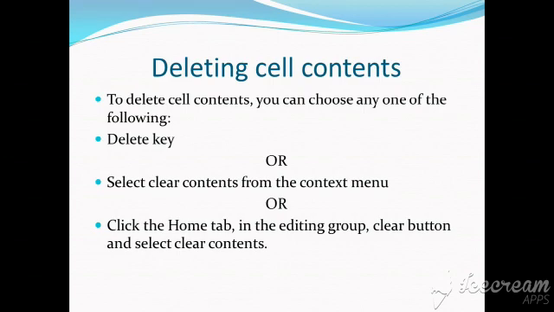As we have learned already, for deleting cell contents we have three different ways: by using the Delete key on the keyboard, or by using the context menu. We just have to select Clear Contents from the context menu. What does the context menu mean? On the cell you just have to right click. After pressing the right mouse button, we have the delete option there. We can just delete the contents from there.